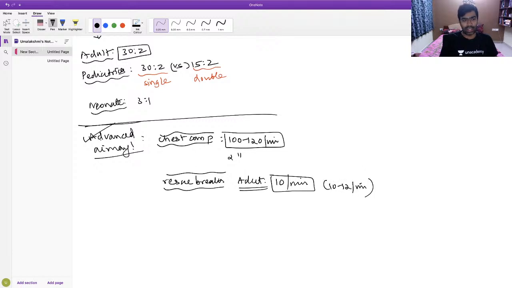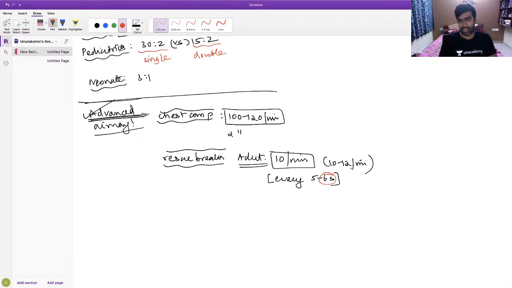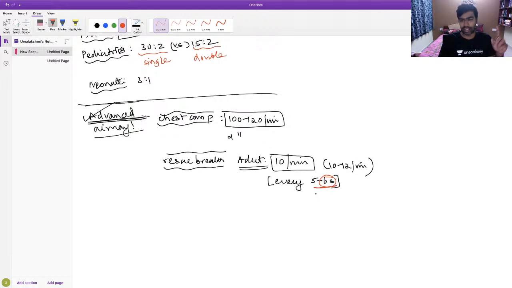This is the case whenever you have an advanced airway. If you have an advanced airway, this should be the rule: 10 per minute, or probably 10 to 12 per minute. So usually you give one breath every 5 to 6 seconds. That is the rule. In my hospital, for example, my residents are trained to give one breath every 6 seconds rather than every 5 seconds. But nevertheless, one breath every 5 to 6 seconds is considered optimal as far as adults are concerned.